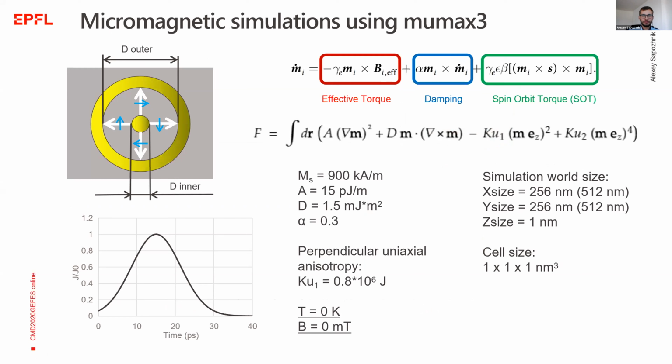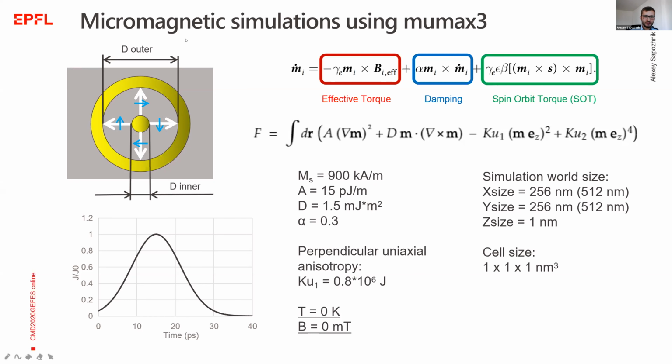In order to address relevant questions, such as which material parameters are necessary for creating a skyrmionium, or which nanostructure sizes and which nanostructure geometry are favorable, I have performed micromagnetic simulations using MuMax3. The Landau-Lifshitz equation, in this case, contains 3 terms: effective torque, damping, and spin orbit torque. Also, here you can see the material parameters used for the simulations, which correspond to those of a typical platinum cobalt tantalum multilayer sample, as well as the simulation world parameters.